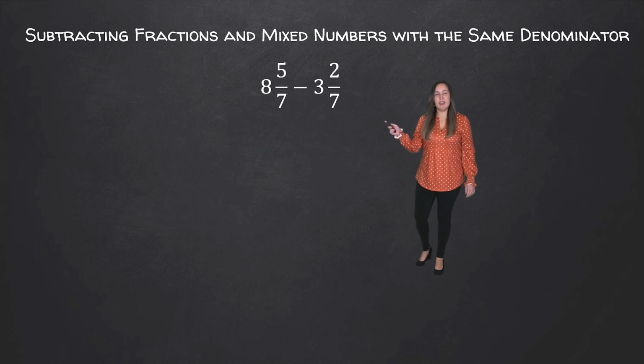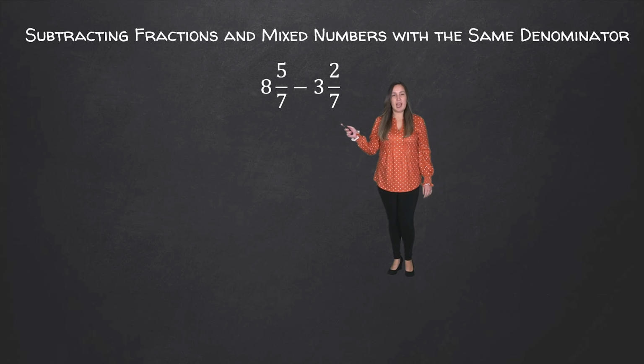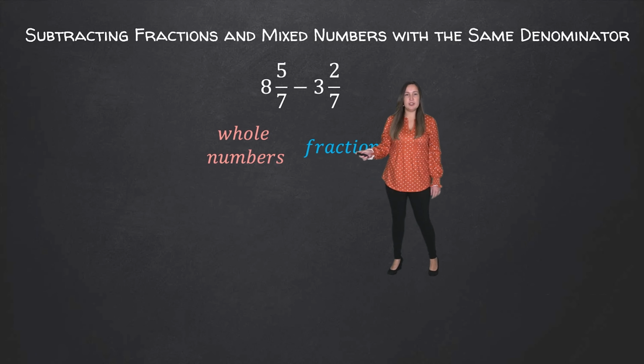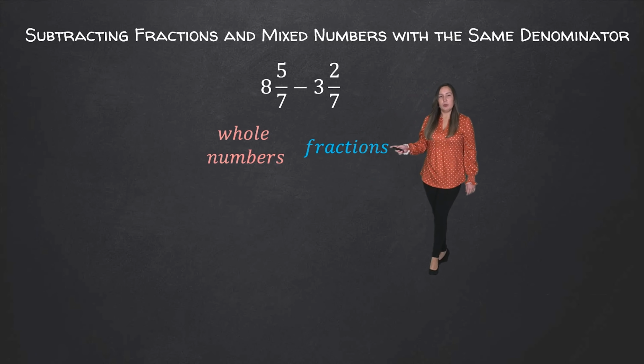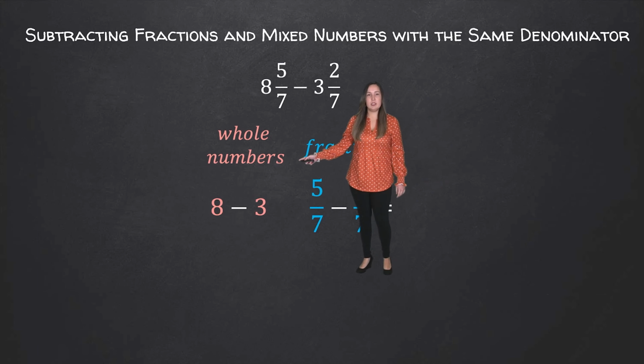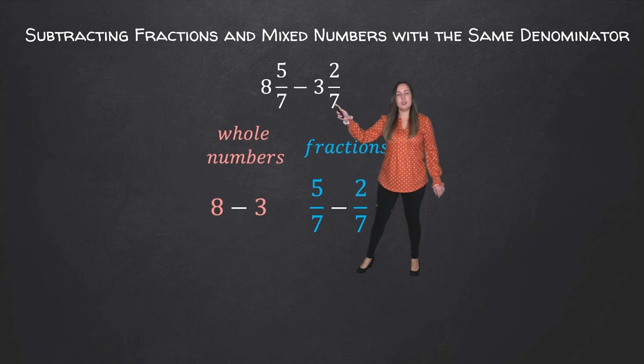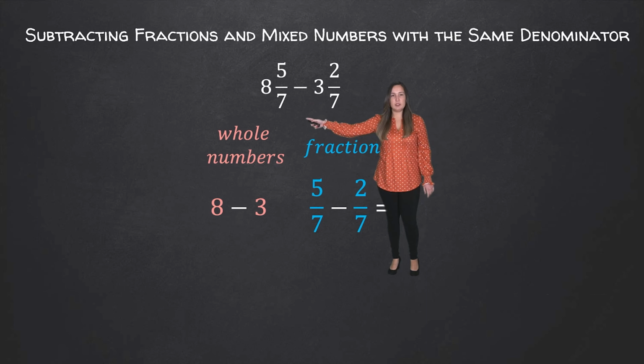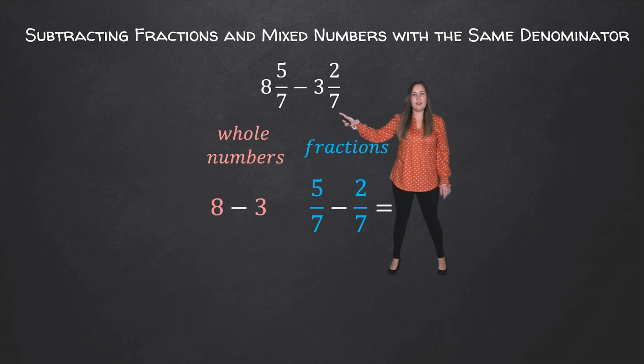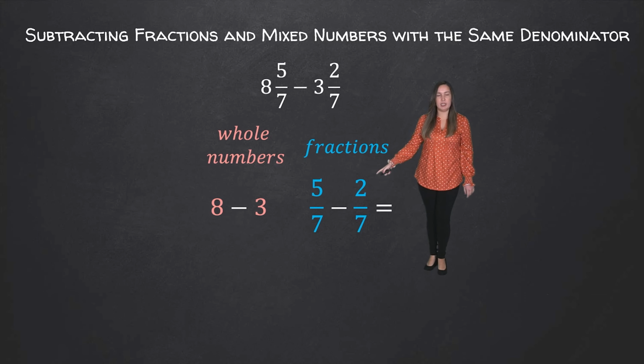So here we have another example, where we have 8 and 5 over 7 minus 3 and 2 over 7. Now, what we're going to do without changing the order is separate our whole numbers and our fractions. We're going to subtract our whole numbers, which is 8 minus 3. So 8 minus 3, make sure you don't switch that order. And then subtract our two fractions. So 5 over 7 minus 2 over 7, and write it here.